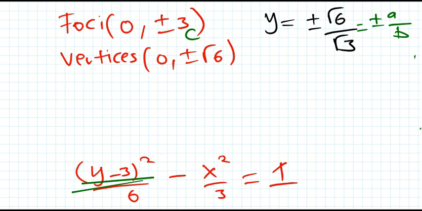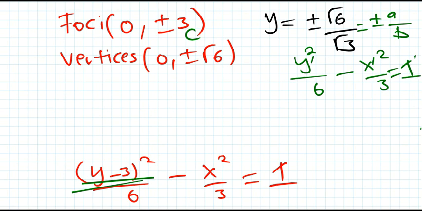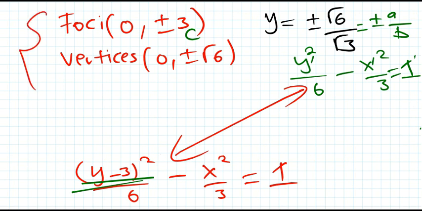So let's now compare this to that form. The equation that I used to get the foci and vertices was in the form of y prime squared over 6 minus x prime squared over 3 is equal to 1. This is the form of equation that we started with. Now I want to create the relationship between these two and help us determine the new foci and the vertices based on the new form of the equation.